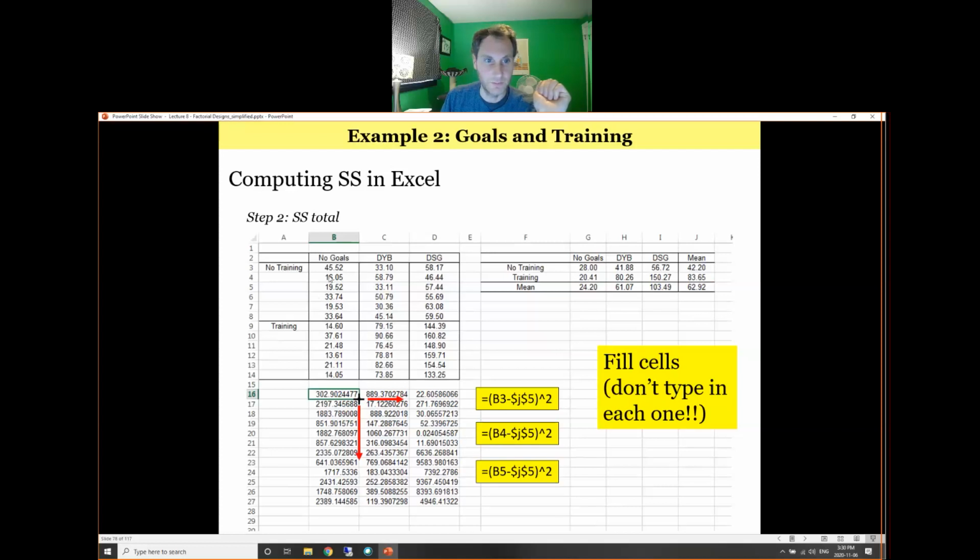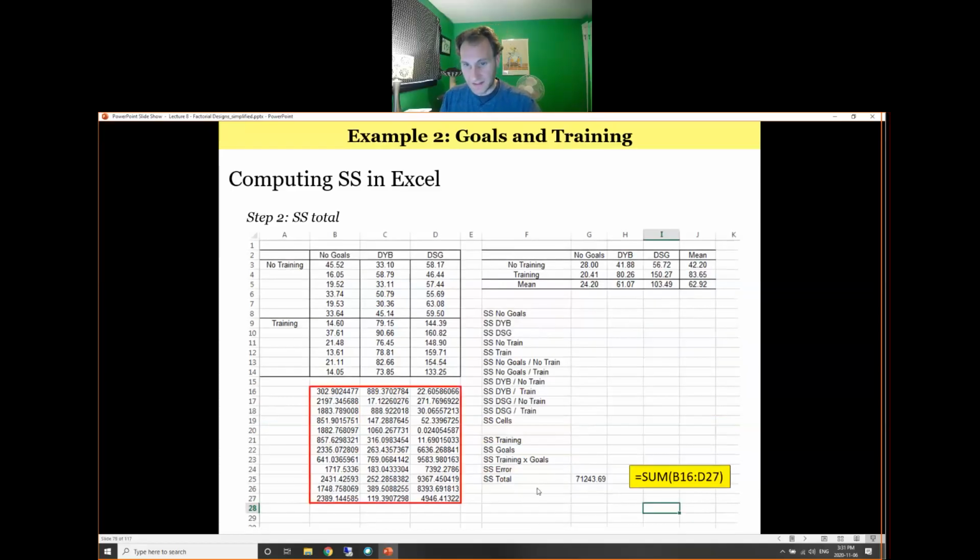Then I take the next one, B4, subtract out my grand mean, which lives in J5, square it, and so forth. Notice something else. There's no dollar signs around the B3. That's because I want this to fill when I pull it down. When I drag this down, I want it to pull down to the next one. So I typed in B3, but if I pull it down to the next cell, it'll automatically fill in B4. Very handy. But I don't want that to happen here. I want it to always grab cell J5. I don't want it to fill down. So I put dollar signs around that. That's all there is to that.